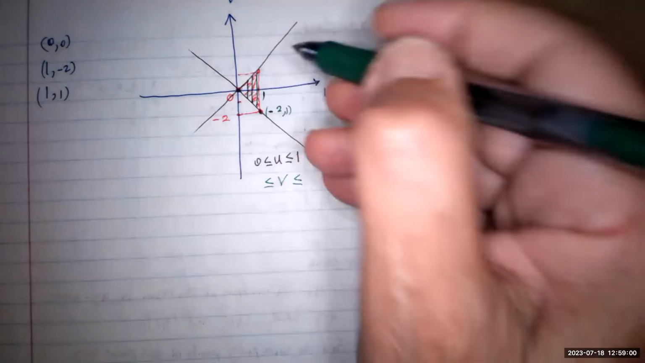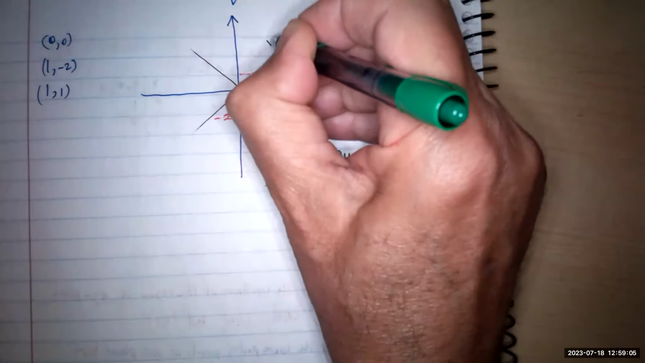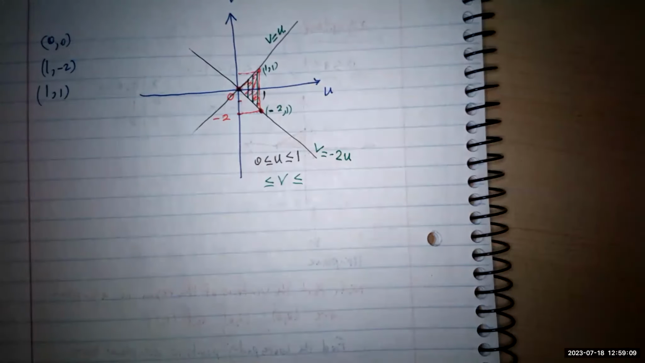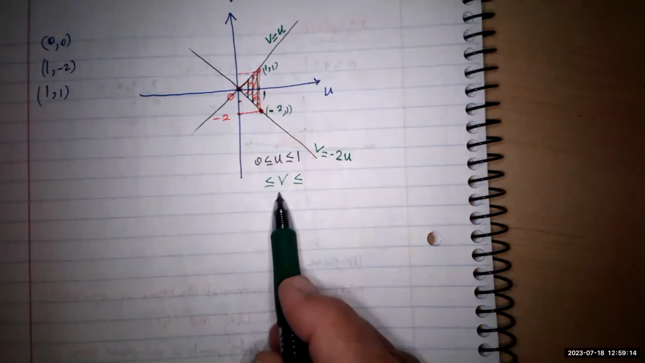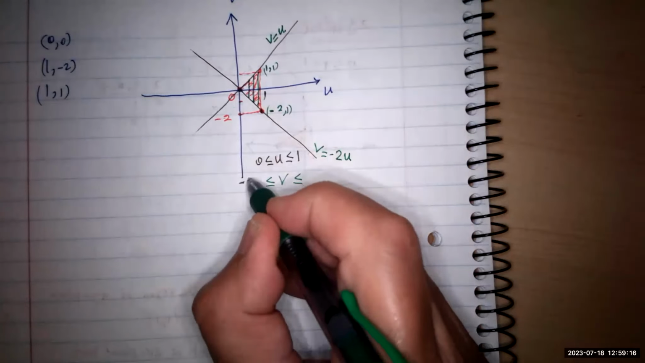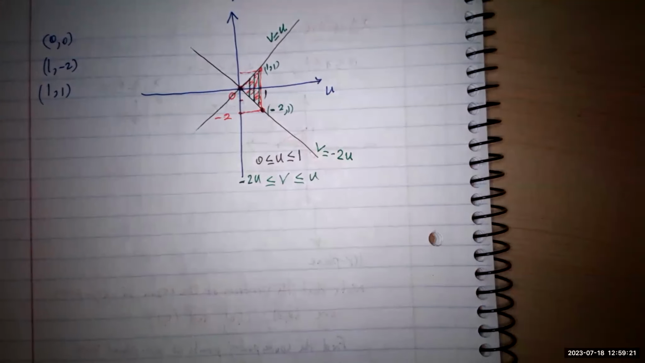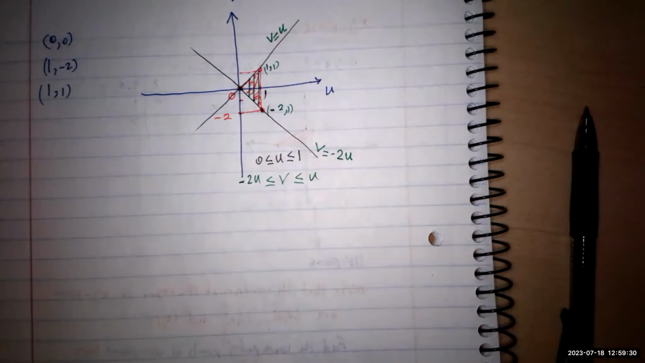Okay, this is 0, 0, and this point is 1, 1. So this means this line is simply, the slope is 1. V equal to U. So V would be between negative 2U and U. So I can integrate it now. So I got the Jacobian, which is going to be the extra one. I have the limits of the integration, U between 0, 1, and V between negative 2U and U.